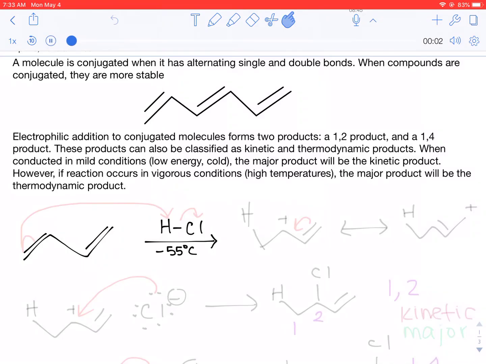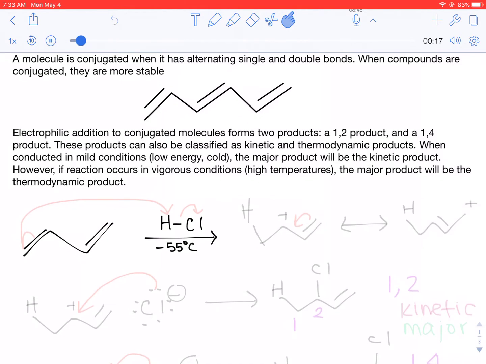My topic was to draw all the products for an electrophilic addition to conjugated double bonds and to label the major and minor and kinetic and thermodynamic products. A molecule is conjugated when it has alternating single and double bonds, so alternating sigma and pi bonds. When compounds are conjugated, they are more stable. So as you can see in this molecule, it's conjugated. It has a double bond, a single bond, a double bond, a single bond, and another double bond.